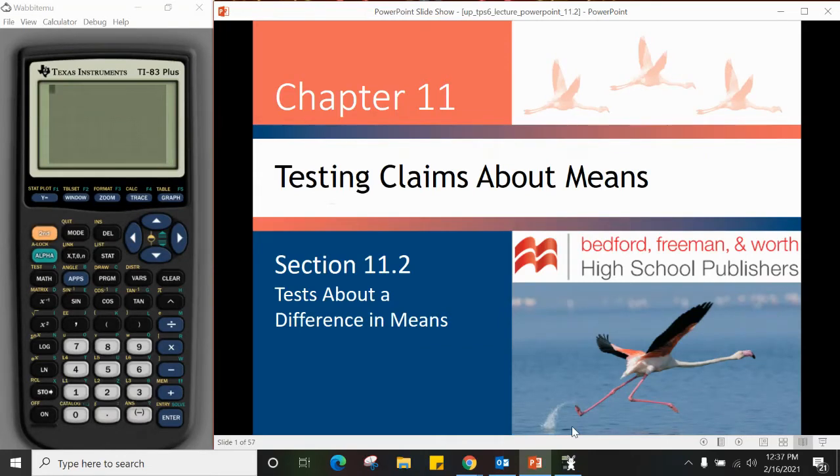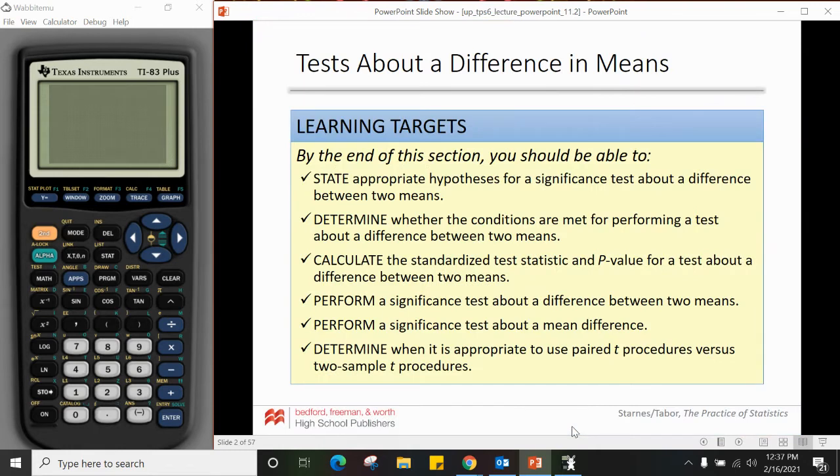All right, we are looking at Chapter 11, Testing Claims About Means, specifically 11.2 today. So we're looking at a difference in means. So some learning targets for today.